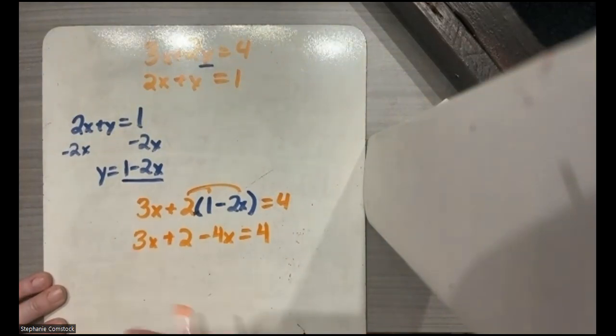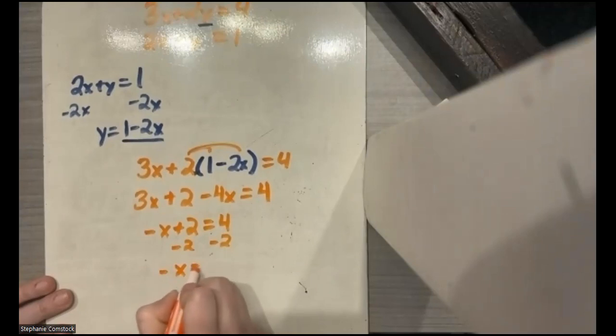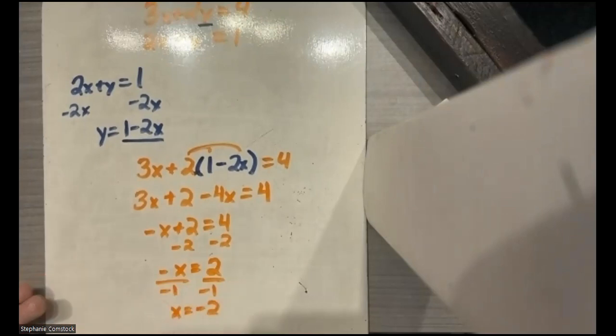I'm going to combine my x's over here. So I have negative x plus 2 equals 4. I'll subtract my 2. Negative x equals 2. I'll divide by negative 1. And I get x equals negative 2.